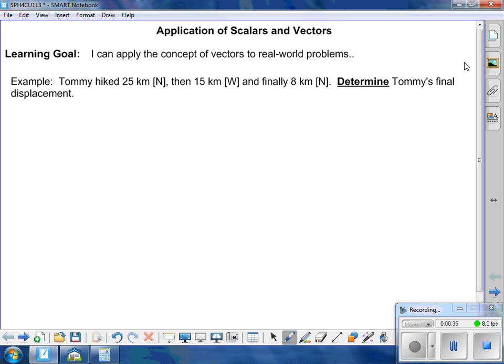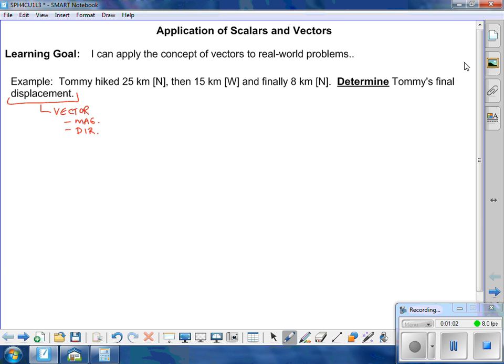So Tommy hiked 25 kilometers north, then 15 west, and then 8 north. We want to determine Tommy's final displacement. So key note here, displacement. This is a vector, which means we need magnitude or size, and we need direction in our final answer. So displacement's a vector.